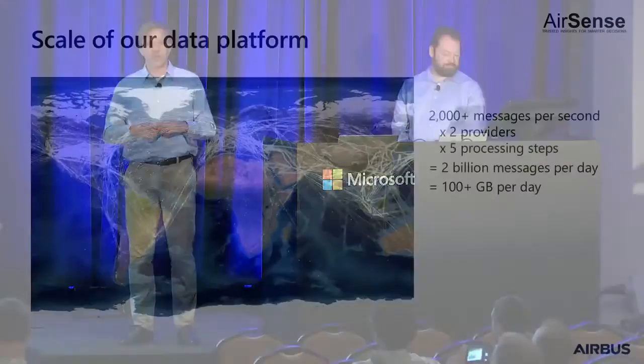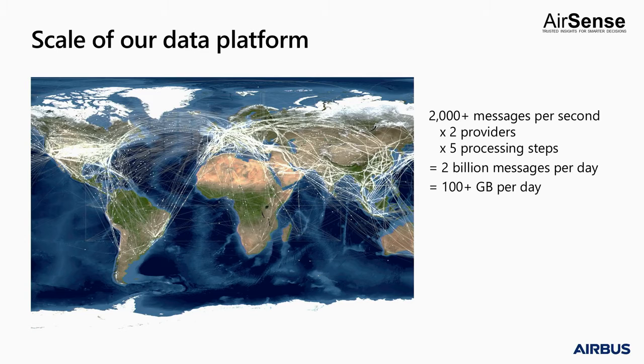So that's actually a good thing to talk about. What scale are we actually talking about? For our data providers, I mentioned before, potentially we could get 24,000 messages a second, but the data providers throttle that data down to something that we consume a bit better. So we get about 2,000 messages per second from a provider. We currently have 2 providers. We do 5 processing steps. So overall, we are building up a data pipeline that has to process about 2 billion messages a day, and a data volume of 100 gigabytes. That is a big data challenge, and we need to have the tools in place and the engineering in place to actually be able to handle that.